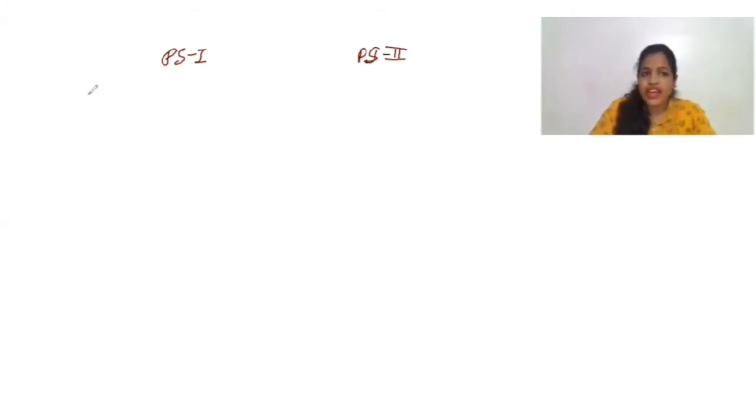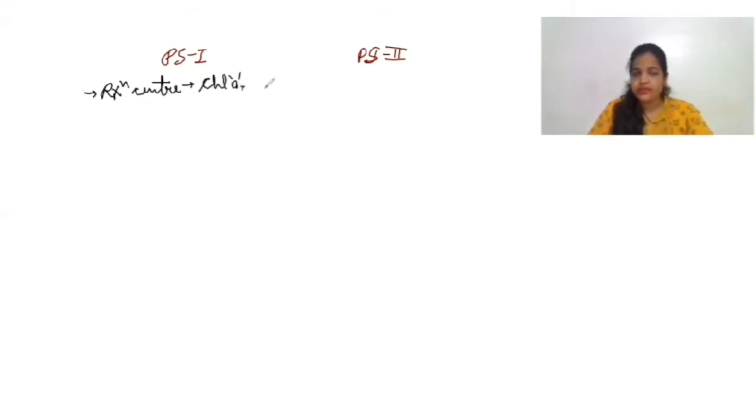Photosystem 1 has reaction center as chlorophyll A. What is its reaction center? Reaction center is chlorophyll A, which is absorbing the light of what wavelength? 700 wavelength, right? So chlorophyll A 700 is the reaction center, whereas here in photosystem 2, chlorophyll A 680 is the reaction center for photosystem 2.